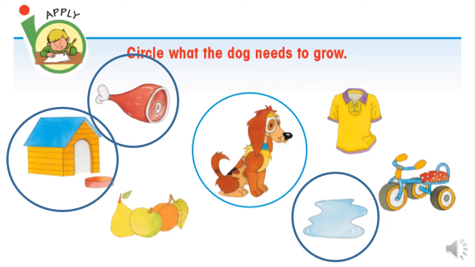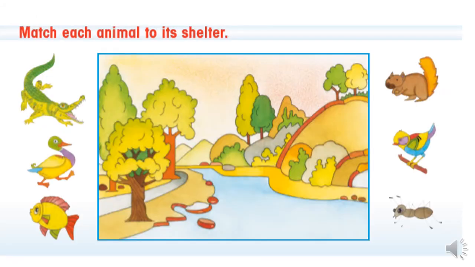Let us now solve the next exercise. The next exercise in the same page, page 93. You have to match each animal to its shelter. As I said, shelter is a place where animals can live. First, let us name the animals found here. We will start with lizard, duck, fish, squirrel, bird, and ant. These animals are around us, I can see them. Now I have to match each one to its shelter.